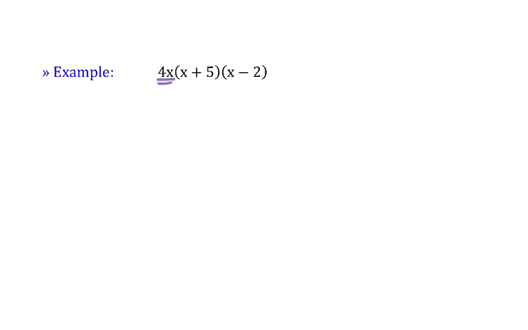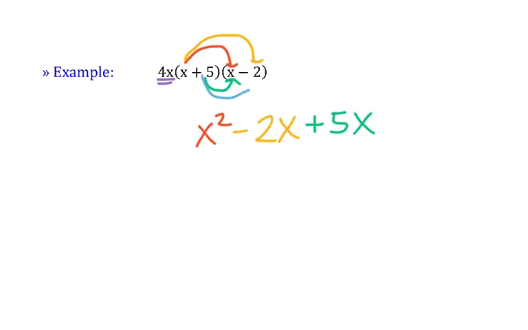If again I just focus on my binomials, the first times the first, x times x, would give us our x squared. Our outer, x times negative 2, would give us negative 2x. Our inner, 5 times x, would give us 5x. And our last, 5 times negative 2, would give us negative 10. So that's the result of foiling. But don't forget to pull down this 4x from out front. He's still there, and we'll deal with him in just a moment.